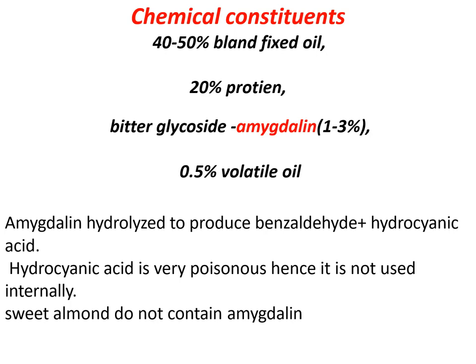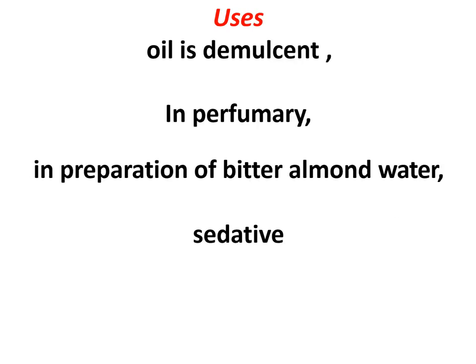Amygdalin is hydrolyzed to produce benzaldehyde and hydrocyanic acid. Hydrocyanic acid is very poisonous, hence it is not used internally. Sweet almond does not contain amygdalin. Uses: the oil is an emollient, used in perfumery, in the preparation of bitter almond water, and it is also used as a sedative.